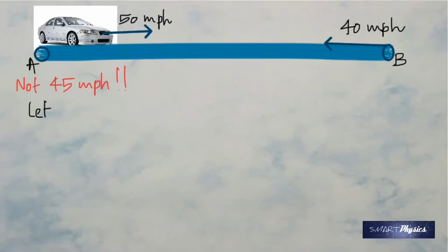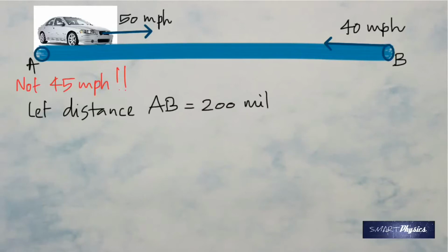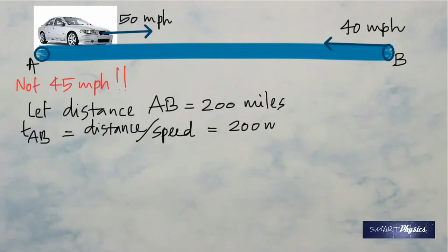Now, to calculate the average speed, we need to assume that the distance between A and B is something. It doesn't really matter, and it's not going to change the answer. In this case, I assume that the distance AB is 200 miles. Therefore, the time taken for the car to move from A to B would be distance divided by speed, which is 200 miles divided by 50 miles per hour, that is 4 hours.